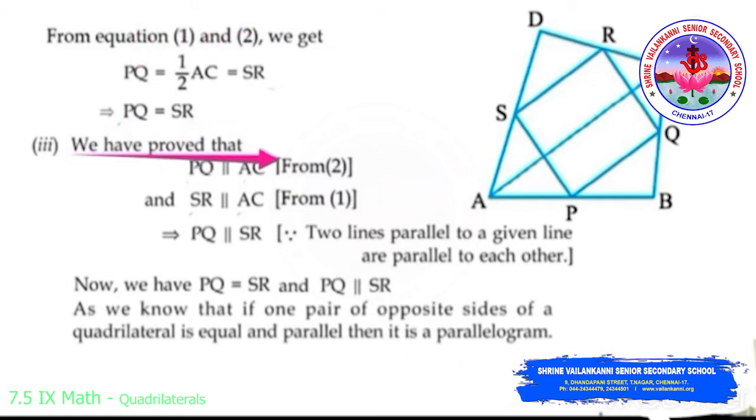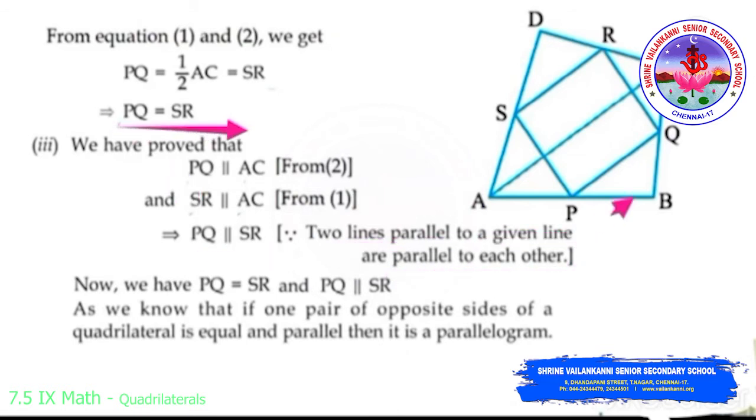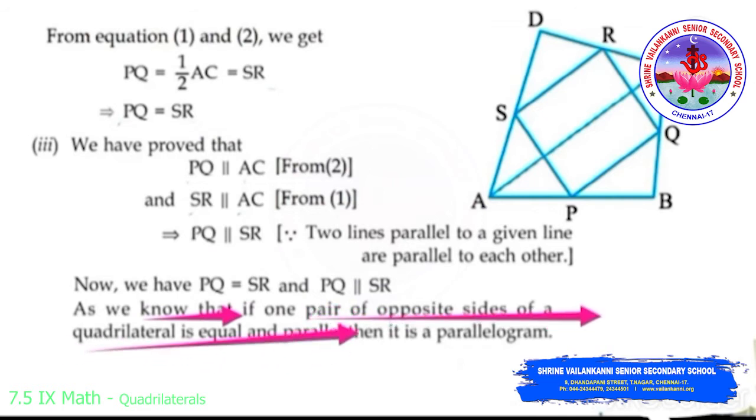The third subdivision, we have to prove that PQRS is a parallelogram. We know that PQ is equal to RS, PQ is parallel to AC and SR is parallel to AC. Two lines parallel to a given line are parallel to each other. So PQ is parallel to RS. We proved that PQ is equal to SR. Now we proved that PQ is parallel to SR. As we know that if one pair of opposite sides of a quadrilateral are equal and parallel, then it becomes a parallelogram. Hence PQRS becomes a parallelogram.